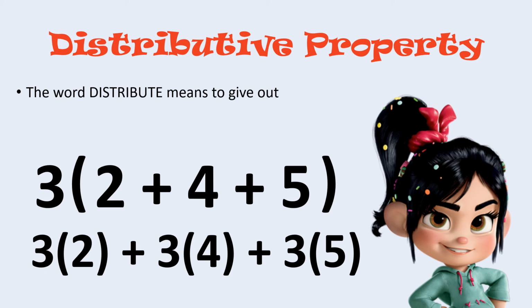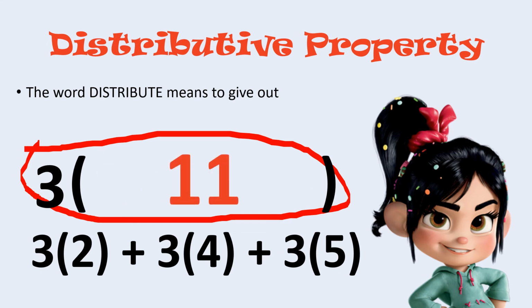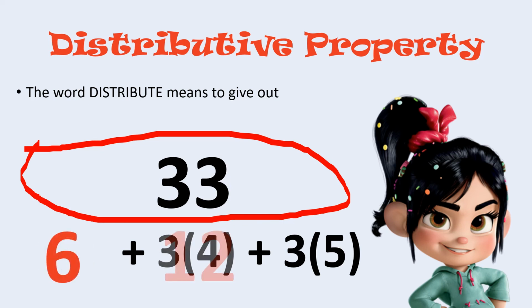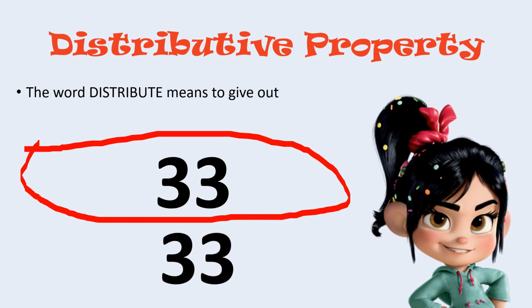If I look at the first part before I distributed, so this one up here, if I add 2 plus 4 plus 5, you would get 11. And 3 times 11 is 33. On the bottom there, 3 times 2 is 6, 3 times 4 is 12, 3 times 5 is 15. And if I added all of those numbers together, I would also get 33.